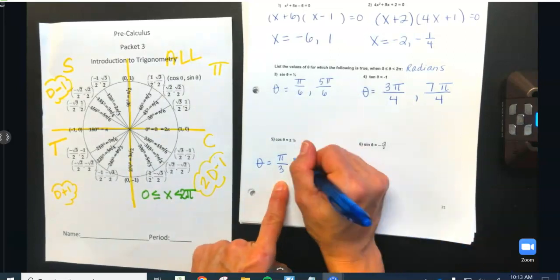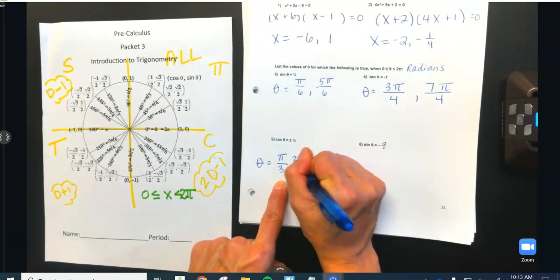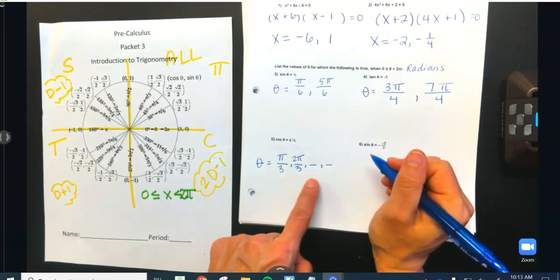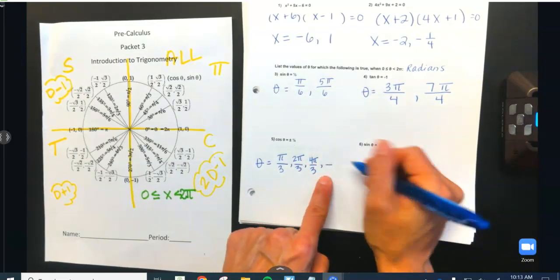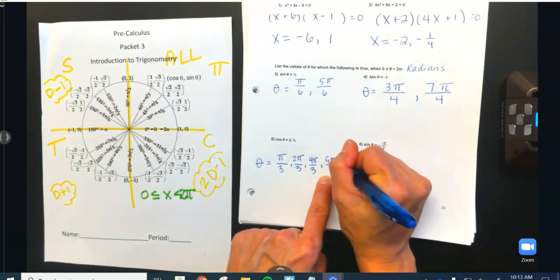There's quadrant 1. Quadrant 2 is 1 less than. Quadrant 3 is 1 greater than. Quadrant 4 is double minus 1.